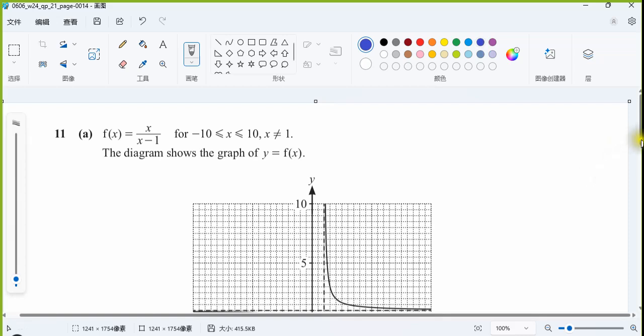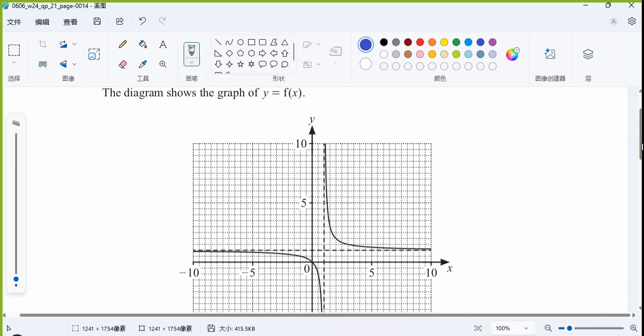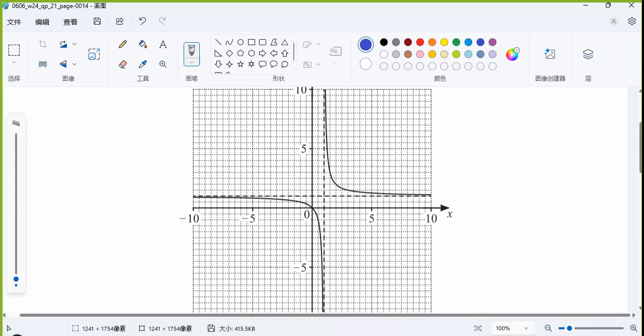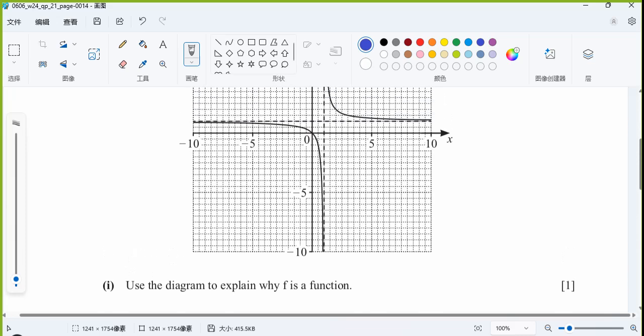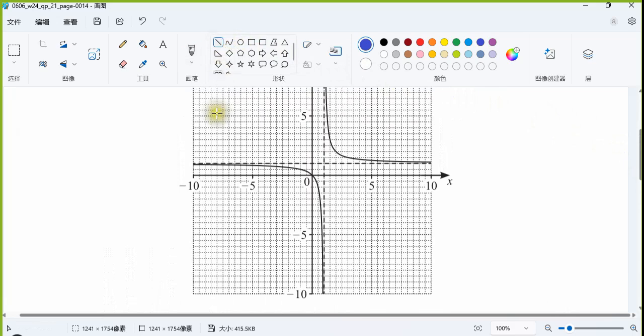Question number 11a, f(x) equal to x over x minus 1 for x between negative 10 and 10 and x not equal to 1. The diagram shows the graph of y equal to f(x). Use the diagram to explain why f is a function. So we have a vertical line here, then we use the vertical line test.